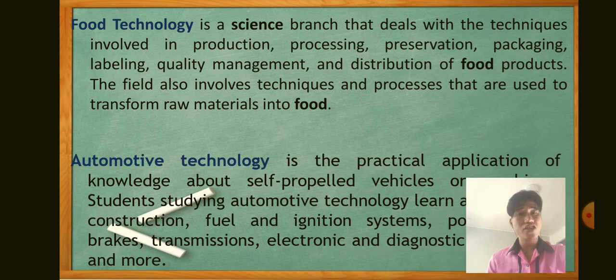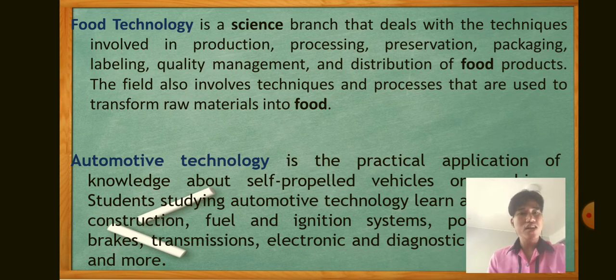Food technology is a science branch that deals with different techniques involving production, processing, preservation, packaging, labeling, quality management, and distribution of food products. The field is also involved with techniques and processes that are used to transform raw materials into food. That's the food technology.